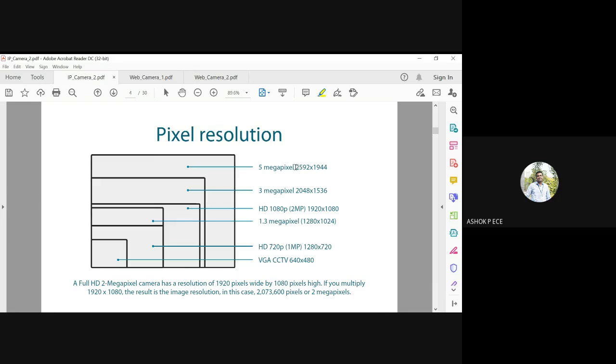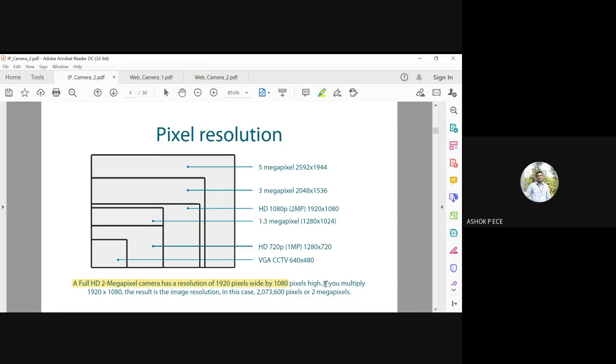When you multiply the number of pixels in horizontal and vertical, it will be close to that. So 2592 you have, right? 2592 when you multiply by 1944, you get the answer as close to, it's not exactly 5 megapixel, it will be slightly more than 5. So these are different pixel resolution standards available.